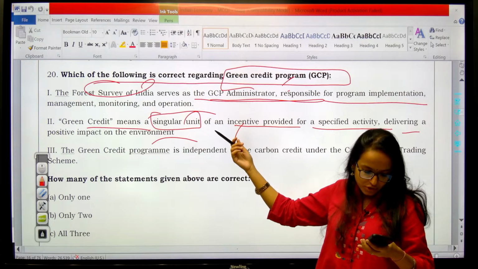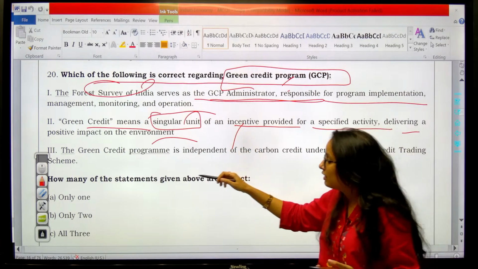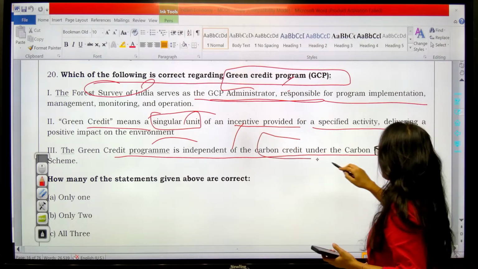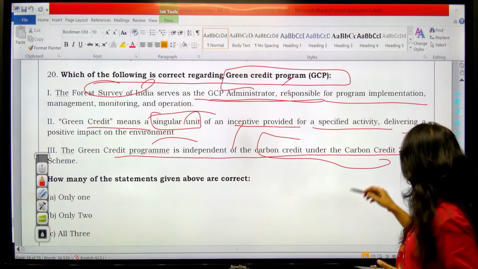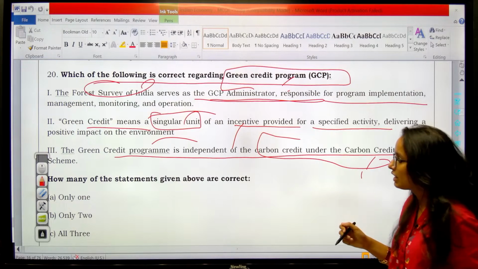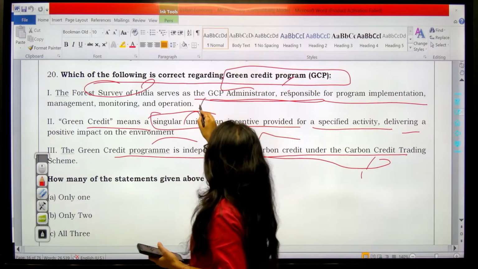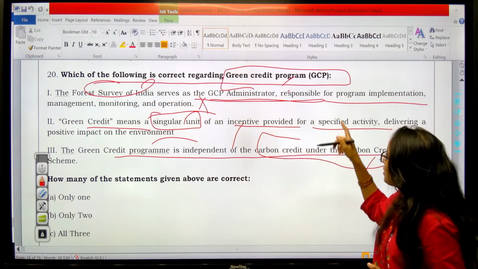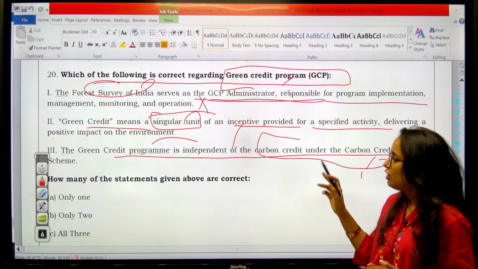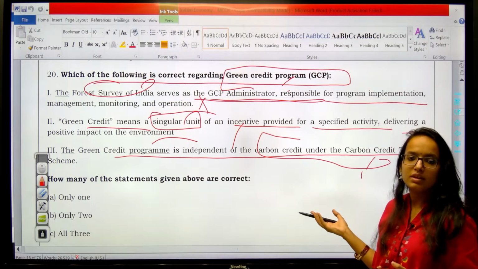Statement 1 is wrong, Forest Survey. Okay. Third, green credit program is independent of carbon credit under the carbon credit trading scheme. So yes, first is incorrect. Forest Survey of India is not the administrator of green credit program. Okay. Other two statements are correct.